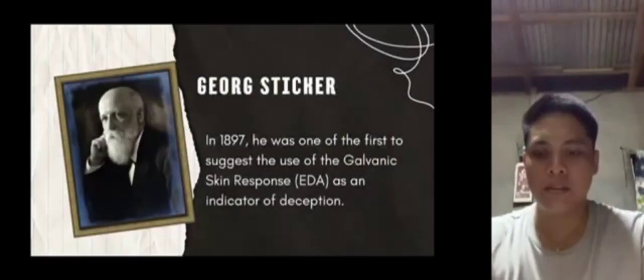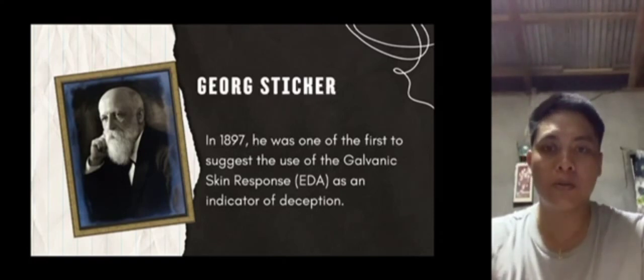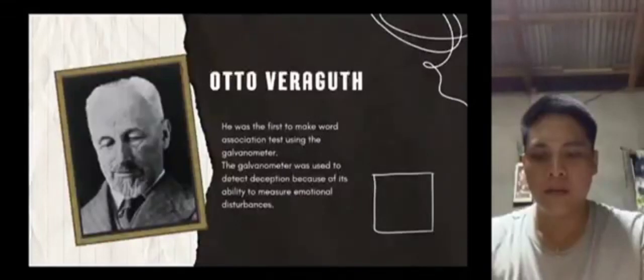Second, George Sticker. In 1897, he was one of the first to suggest the use of the galvanic skin response as an indicator of deception. Third, Otto Veraguth. He was the first to make word association tests using the galvanometer. The galvanometer was used to detect deception because of its ability to measure emotional disturbances.